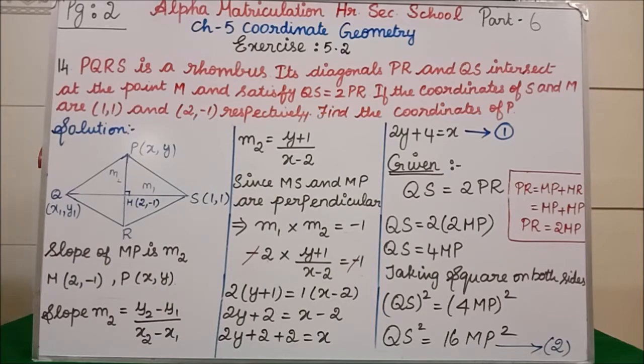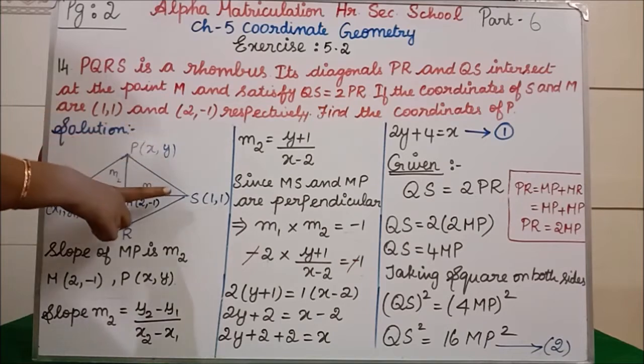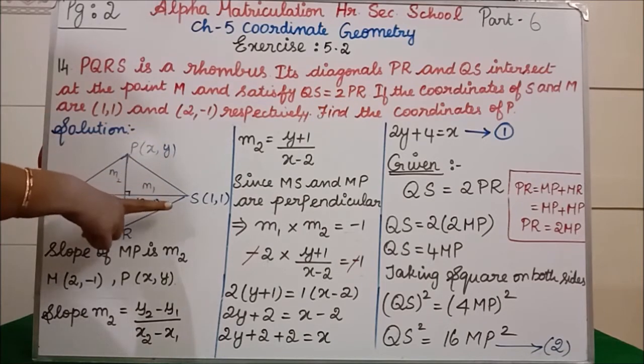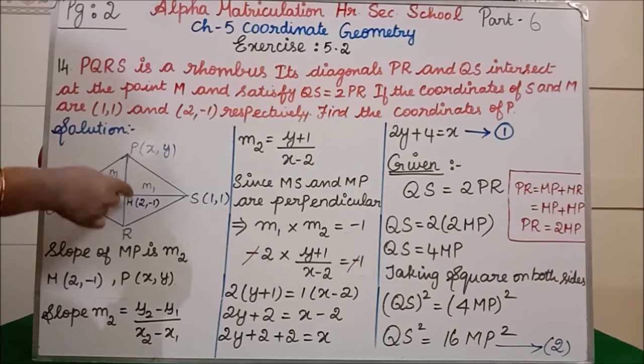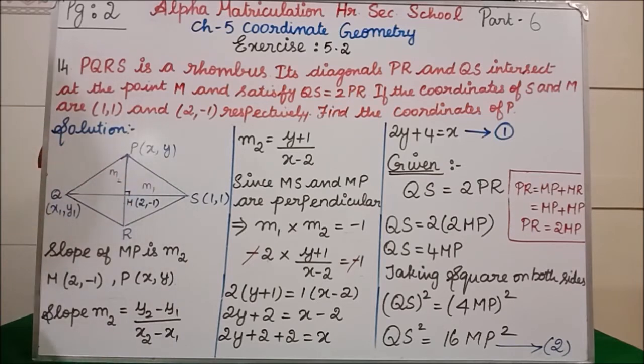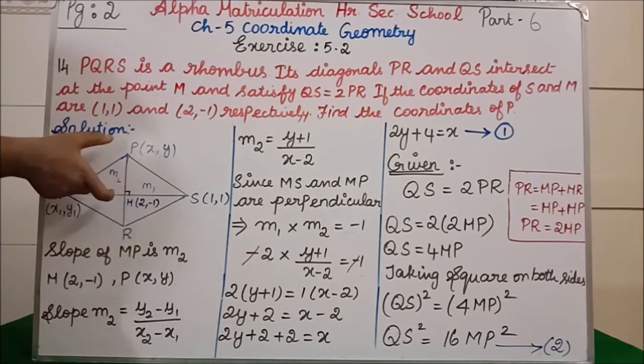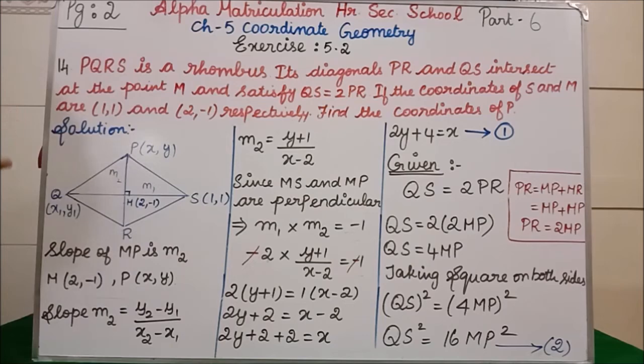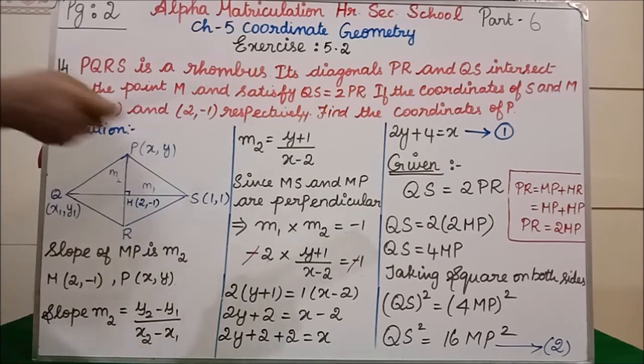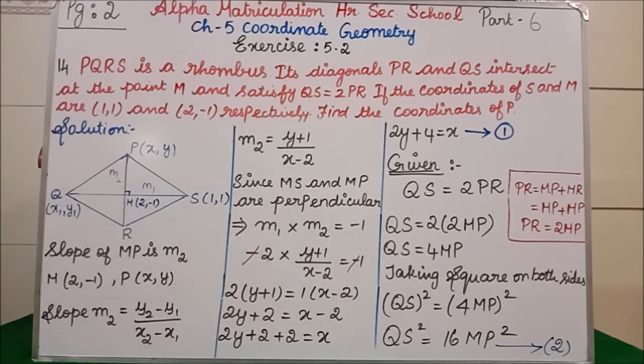Clear? So for what we have done, first we have to find the value of Q. For that, what we have taken, midpoint of QS is M. Using that, we have found the Q value. Then afterwards, we have taken the perpendicular concept, which is MS is perpendicular to MP. From that, we have got one equation. Okay, the next we are going to take is QS is equal to 2 times PR.